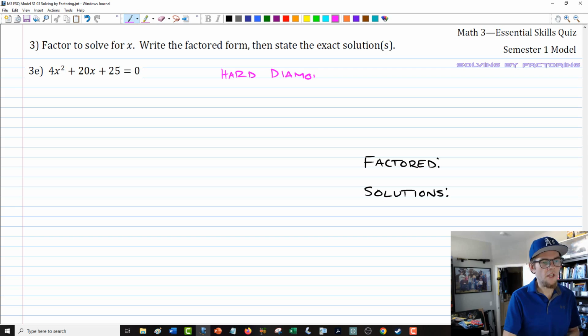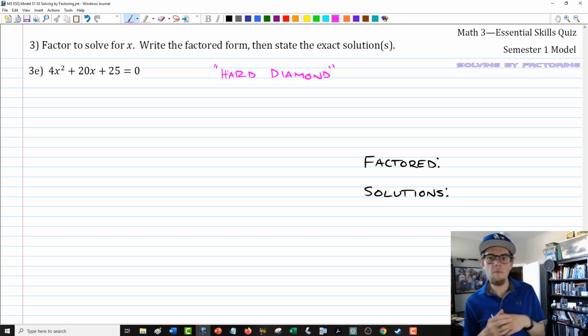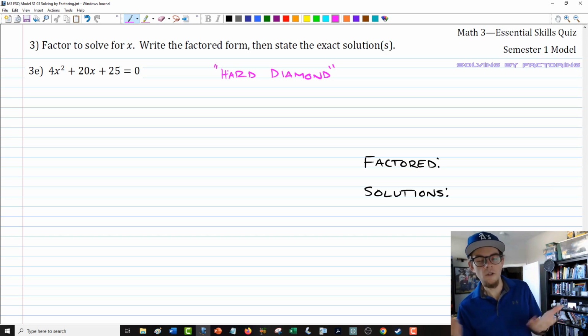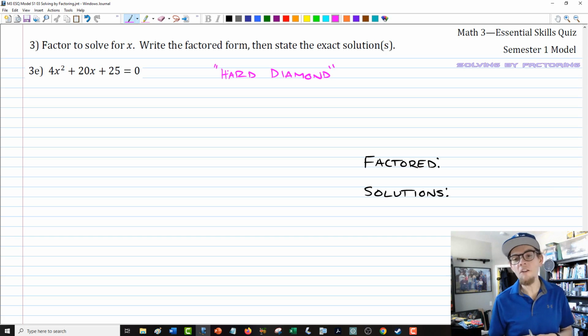And if you're thinking it wasn't that hard, good. Although I will admit that there's something kind of fun about calling it a hard diamond, because diamonds are notoriously hard, according to science, or geology. So there you go. The more you know.